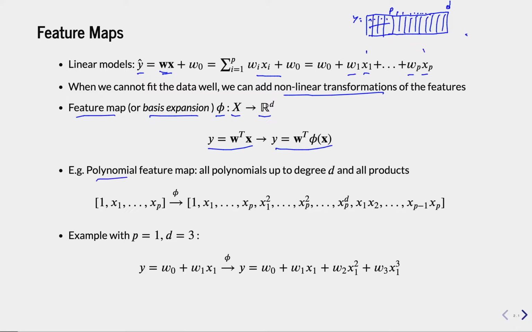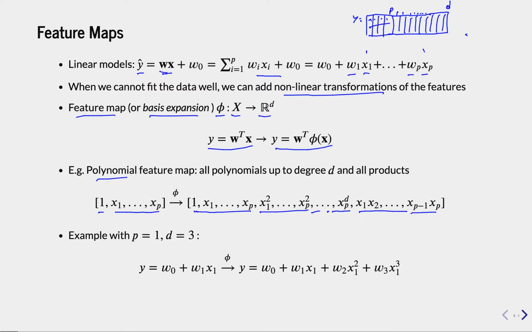One very well-known example of this is the polynomial feature map. Given our features x_1 to x_p, plus a 1 to record our bias, our feature map will produce our original features, all the squares, all the third degrees, and so on, up to the dth degree for all our features, plus all the combinations of our features, so x_1 times x_2, x_1 times x_3, and so on, up to x_{p-1} times x_p. This is a pretty dramatic expansion of the number of features, especially if p is large and d is large.